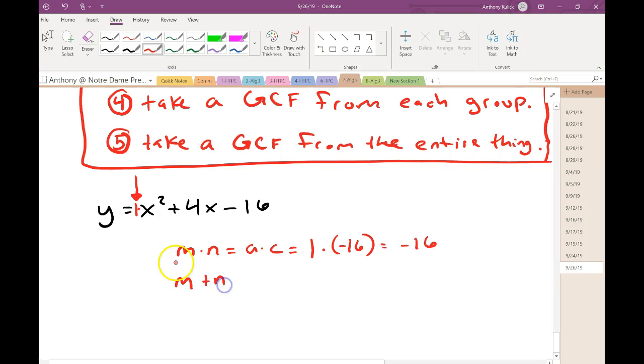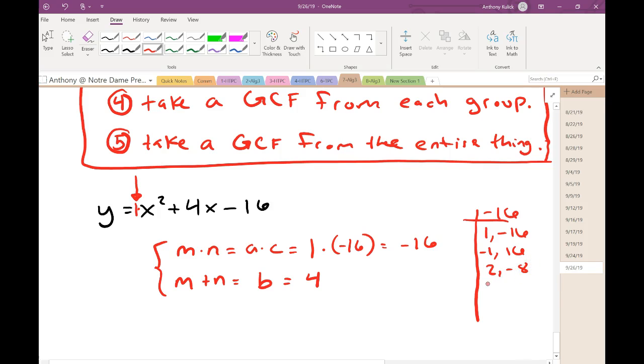And then I also need these two numbers to add to give me b. What's the b in this case? 4. Okay. So what I'm going to do is start by making a list of numbers that multiply to give me negative 16. So I could have 1 and negative 16, or negative 1 and positive 16, 2 and negative 8, negative 2 and positive 8, 4 and negative 4.